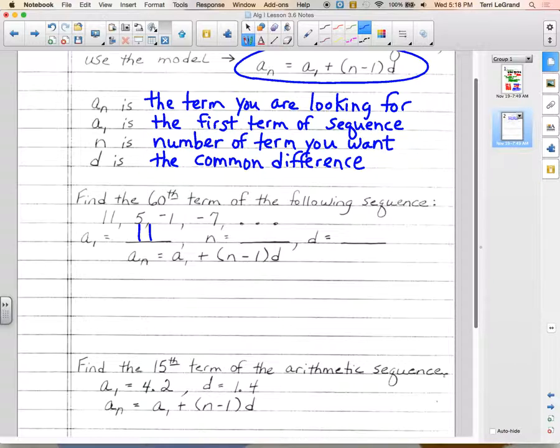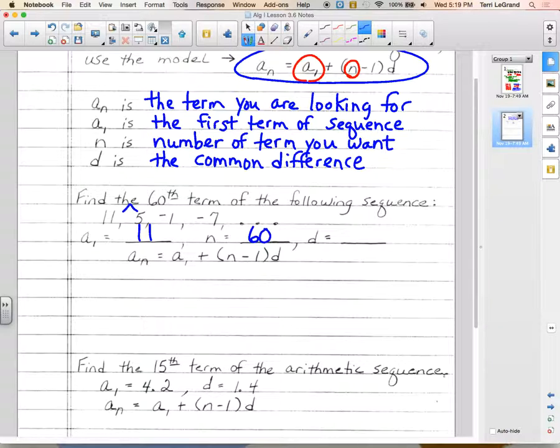Our n value, so basically what we're doing is we're trying to fill in these, okay? So there's our a sub 1. We need an n value. Our n value is going to be 60 because we want to find the 60th term. And then we have to figure out what our common difference is, our d value. And we're already basically told it's an arithmetic sequence, so we only have to do it one time.